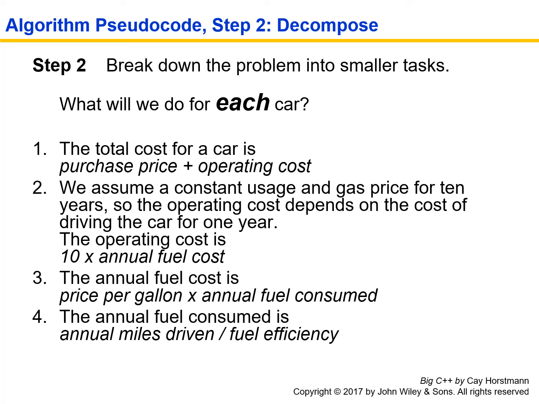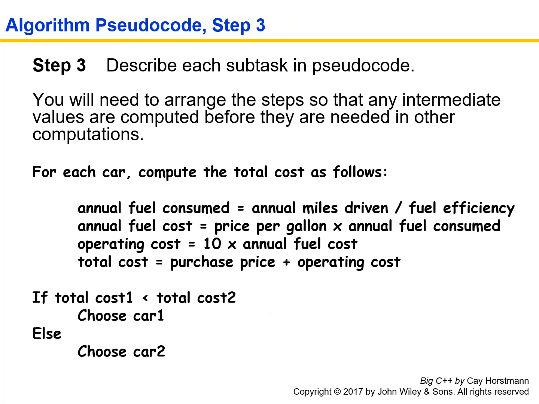Okay, so now we need to figure out the annual fuel consumed. Well, that's going to be your annual miles driven divided by your fuel efficiency. And that's where fuel efficiency finally comes in. Now we can take that breakdown and reverse the order and say, okay, annual fuel consumed is miles driven divided by fuel efficiency. Fuel cost is price per gallon times fuel consumed. Operating cost is 10 times fuel cost. And total cost is purchase price plus operating cost. So now we've gone through a little algorithm for figuring out the total cost. Then, if total cost 1 is less than total cost 2, then we choose car 1. Else we choose car 2.